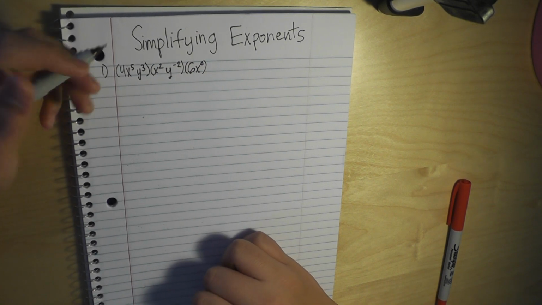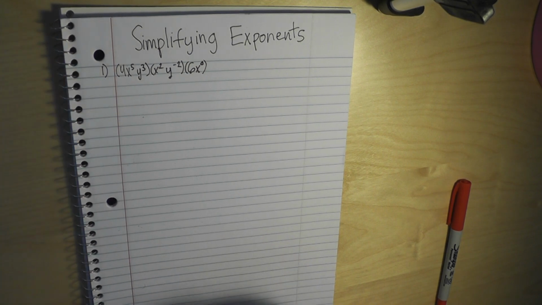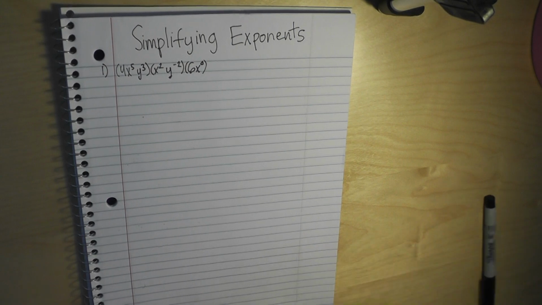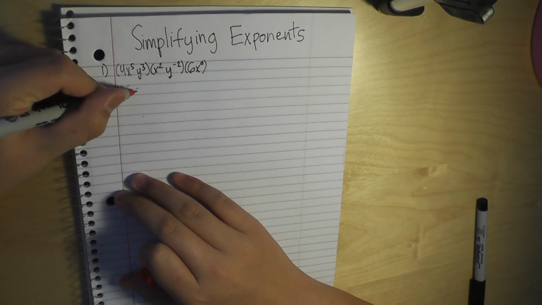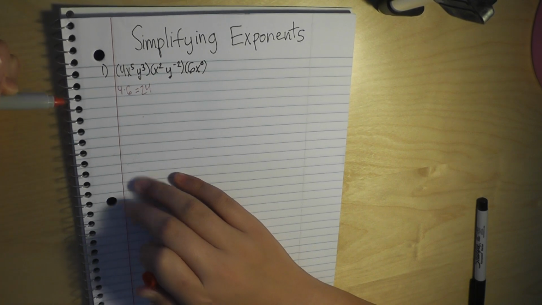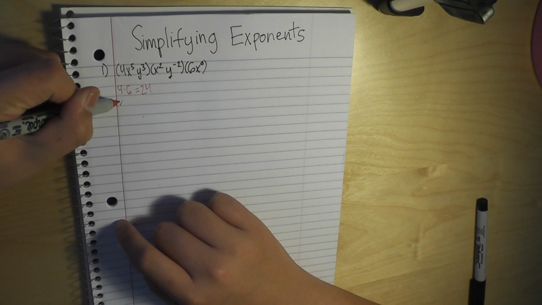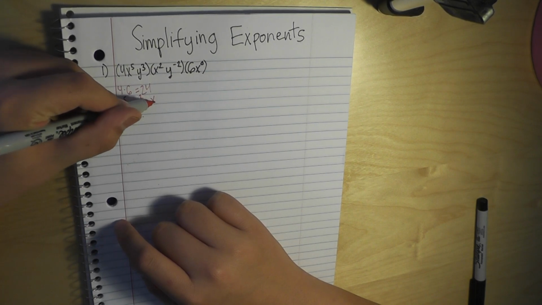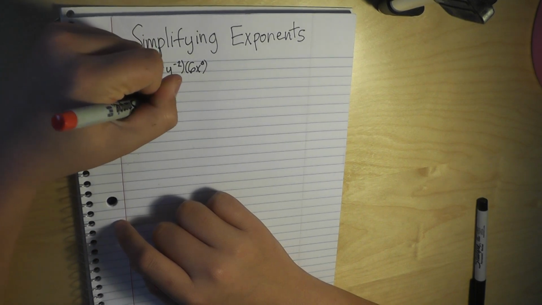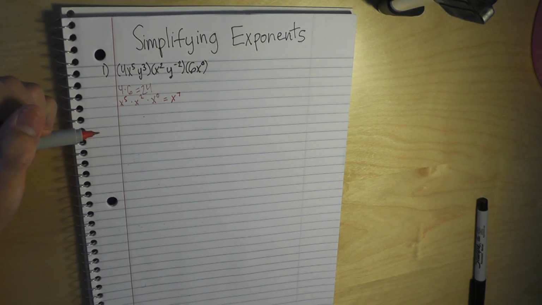And so, let's see. We have 4 times 6, which equals 24. So that's going to be our coefficient for the answer. We have x^5 times x^2 times x^0, which equals x^7.